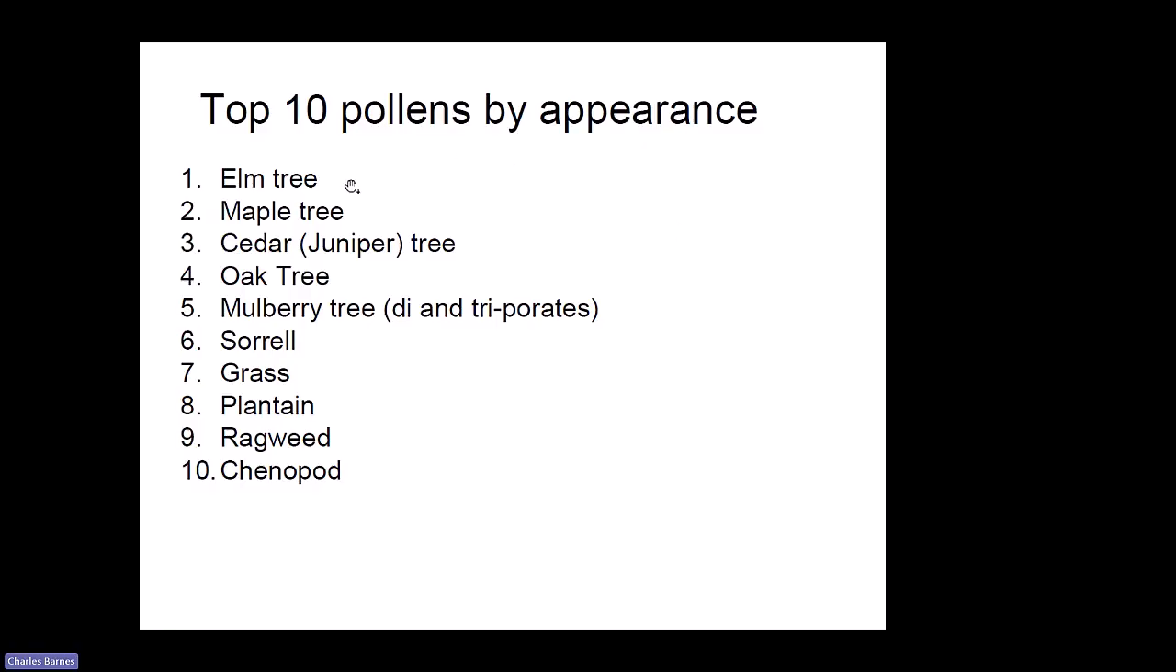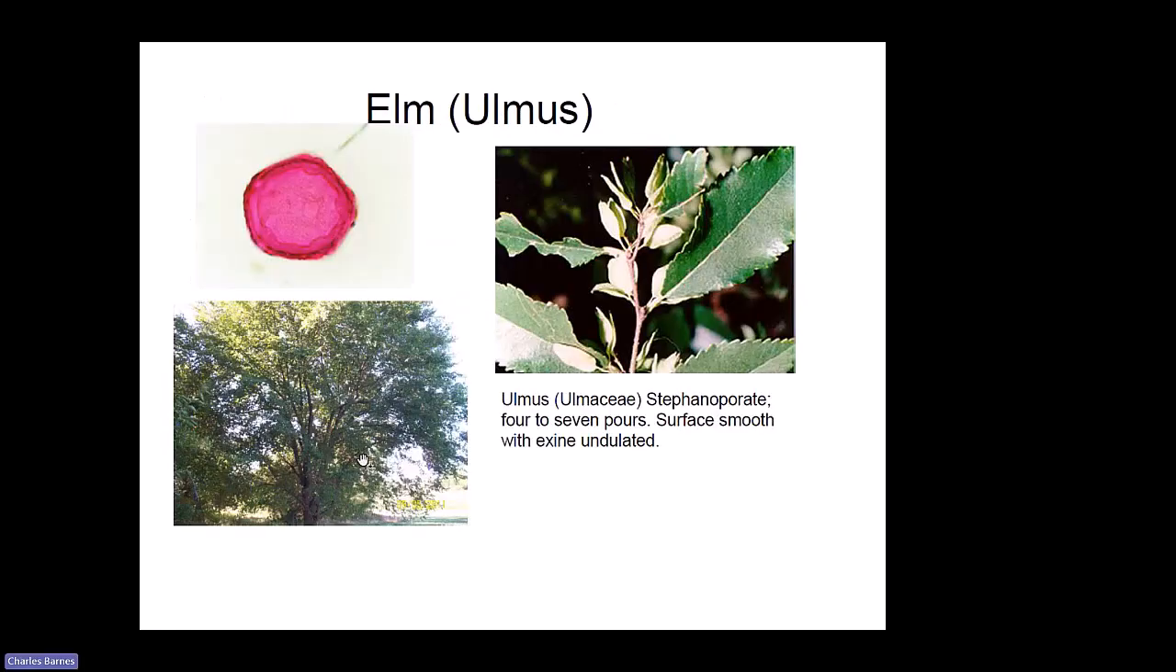And so we're going to go over elm trees, maple trees, cedar trees. Cedar has really moved up in our area. We get a lot more cedar than we did in 1995. Then oak trees, mulberry, and then the weeds: sorrel, or dock sorrel, or sheep sorrel, grass, plantain, ragweed, and chenopod. Ragweed and chenopod haven't really come up yet, but they're just starting to come up about this time of year.